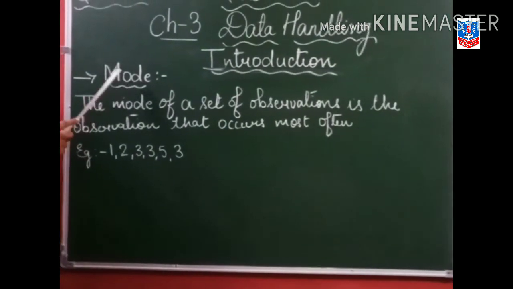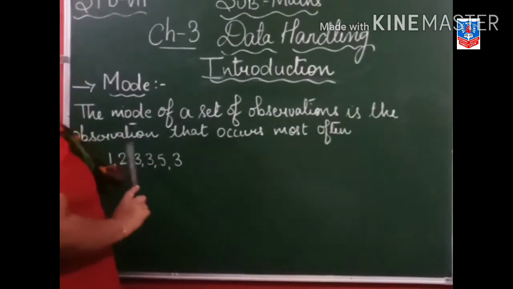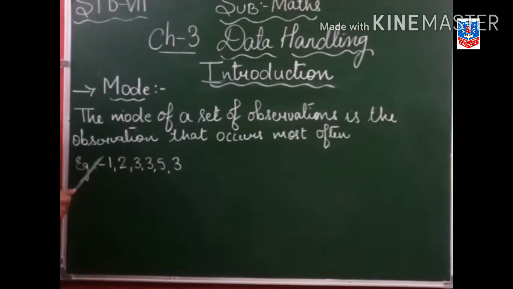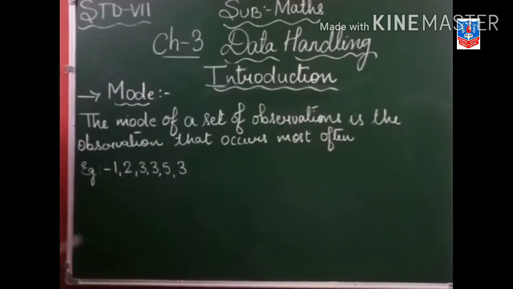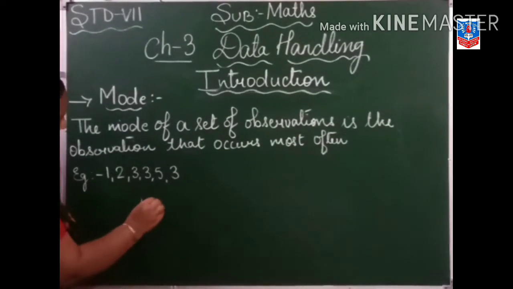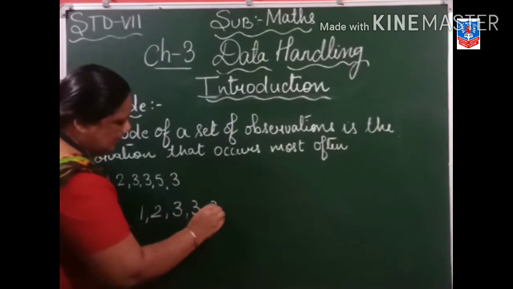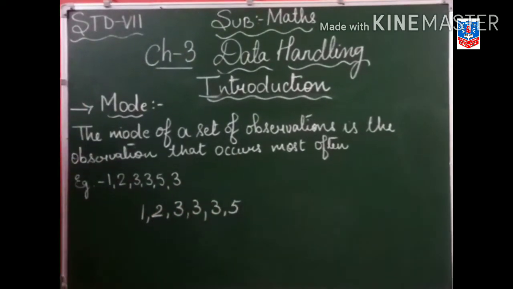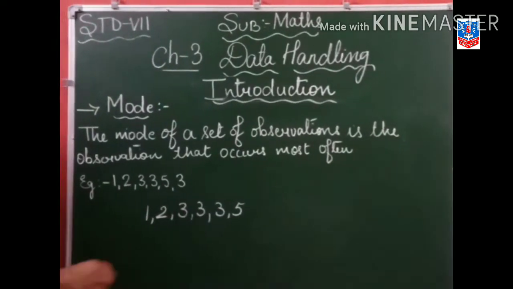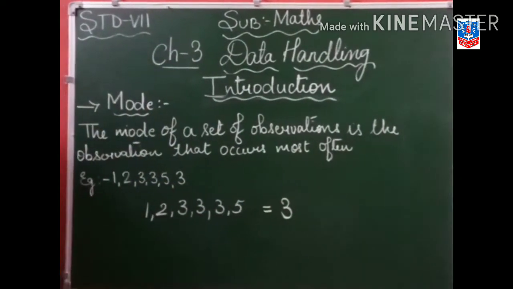Next is mode. The mode of a set of observations is the observation that occurs most often. Now see, some observations are given here. First, what will you do? You will arrange in ascending order. 1, 2, 3, 3, 3 and 5. Now see, which observation occurs most? 3. So 3 is our mode. Is it clear?